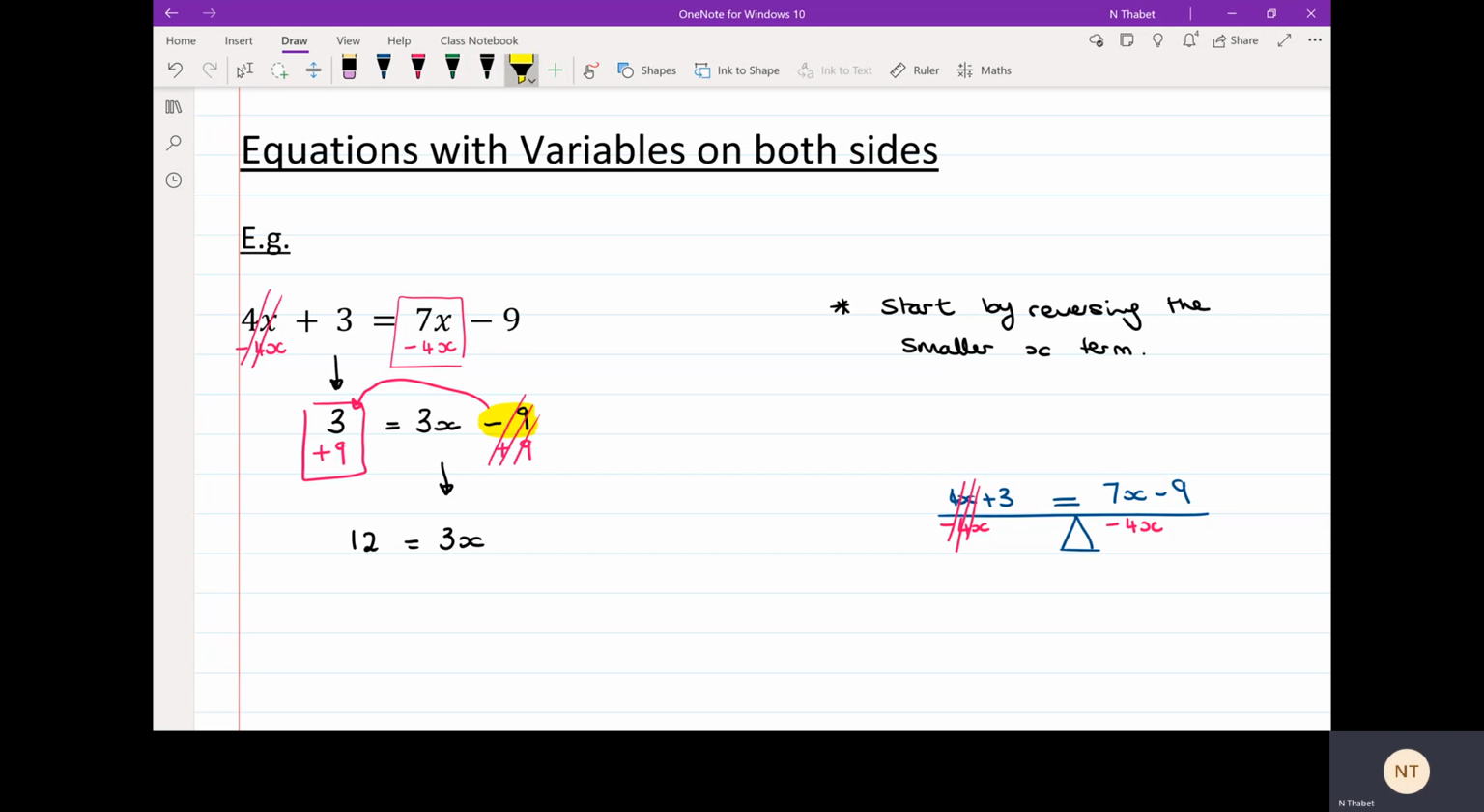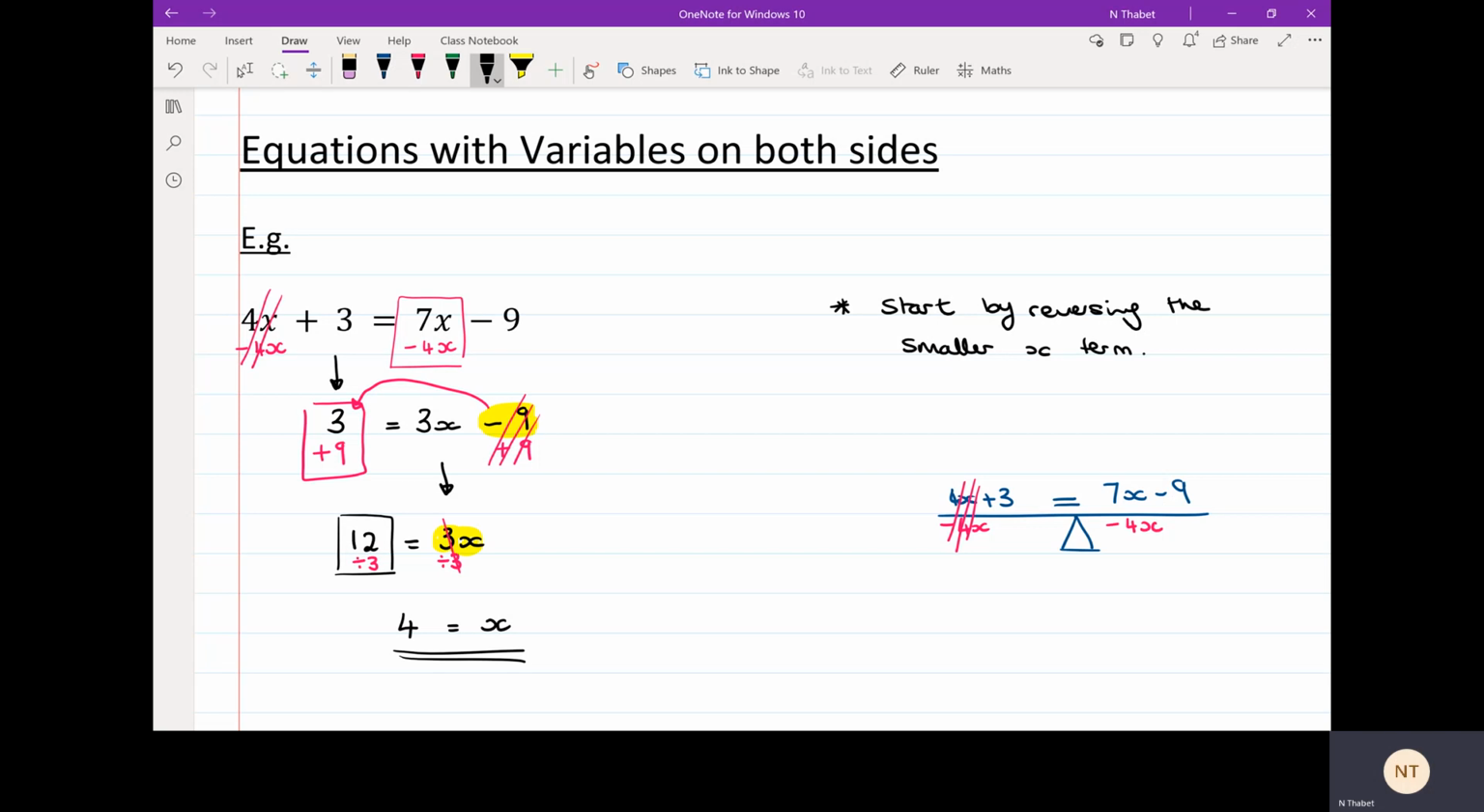You always divide by the coefficient of x, the number attached to the x term. So I'm always going to be dividing by the number attached to x, the coefficient of x. So divide both sides by 3. 3 divided by 3 is 1x, which is just an x. And 12 divided by 3 is 4. So now I've got my answer, x equals 4.